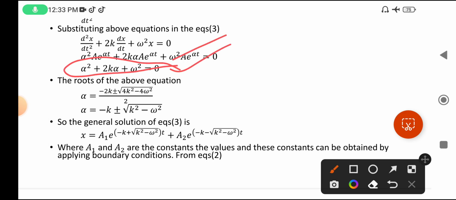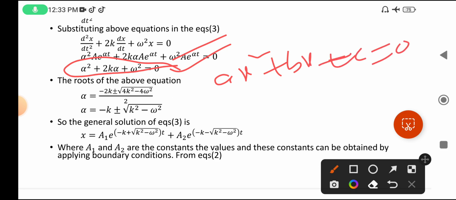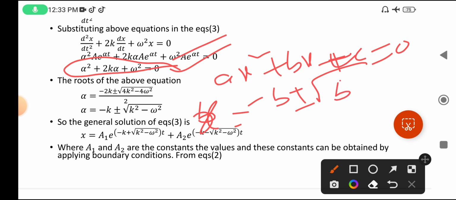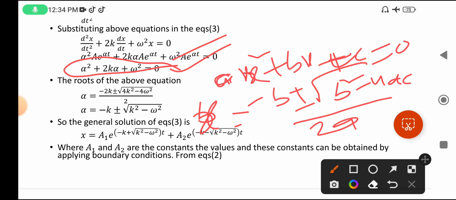So it is a quadratic equation. Its solution we know: suppose ax square plus bx plus c equals 0 is there, then its general solution can be written as x equals minus b plus or minus under root b square minus 4ac by 2a. The square coefficient is a. Here the square coefficient is nothing, meaning you have to understand it as 1. Next, the alpha coefficient is 2k, so b is equal to 2k here.